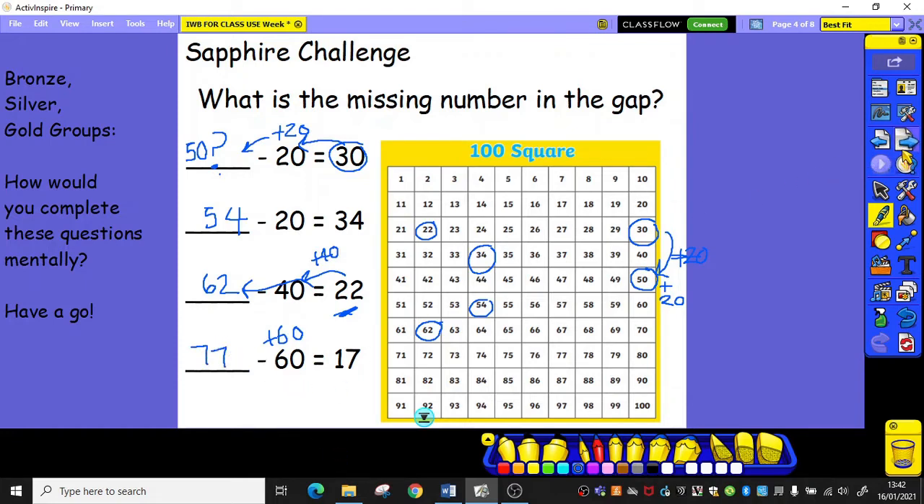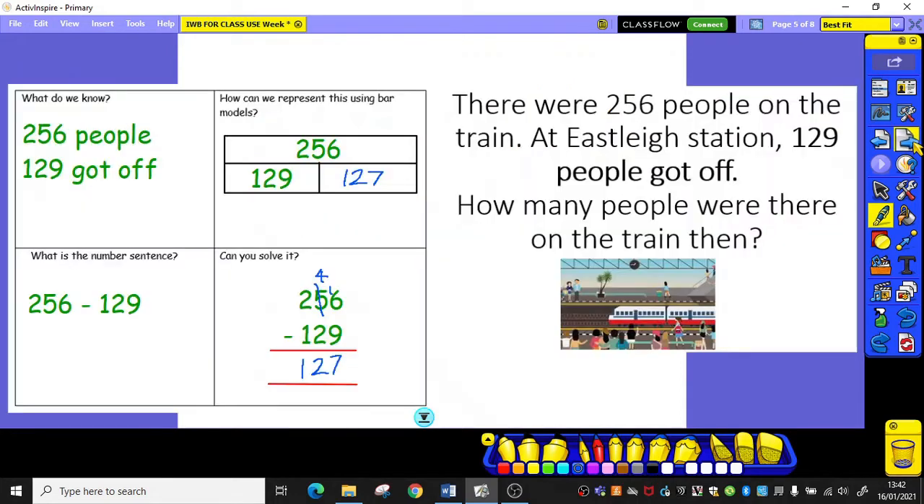I'd like the Sapphire group to now start their work and check their answers with the online calculator, the link of which is on their work today. Now, this is the bronze challenge, but I'd like everyone to listen to this input because it feeds into the silver and the gold challenge as well.